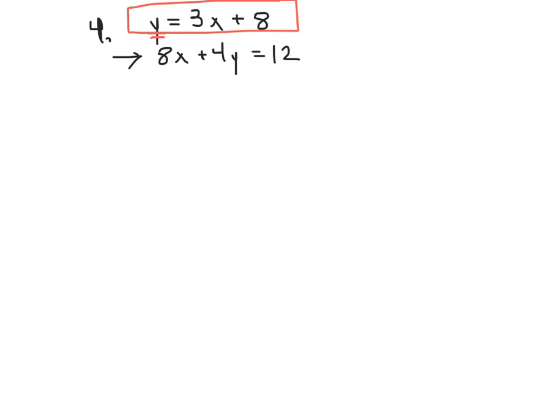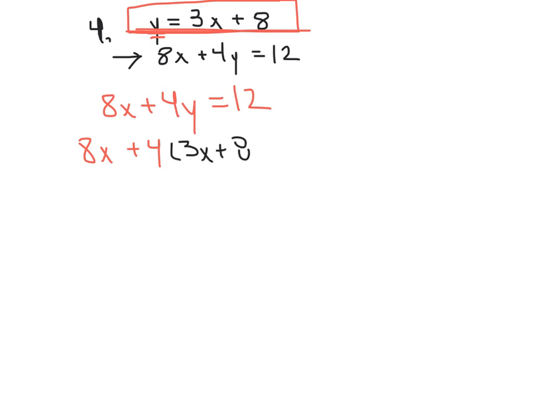So in this case, we're going to plug in the y, so we've got y equals 3x plus 8, and we are going to plug that into the line 8x plus 4y equals 12. So y equals 3x plus 8. So that would be 8x plus 4, and then we'll sub in 3x plus 8 for the y, because that's what we're told y equals up here. Okay, now that we've got this all plugged in, we're going to solve it like an equation.